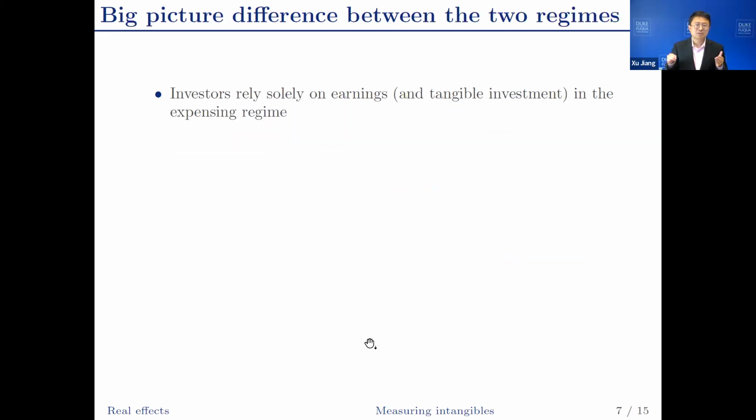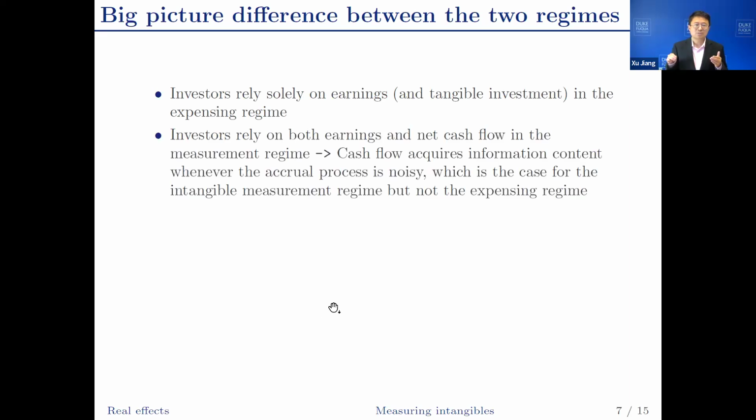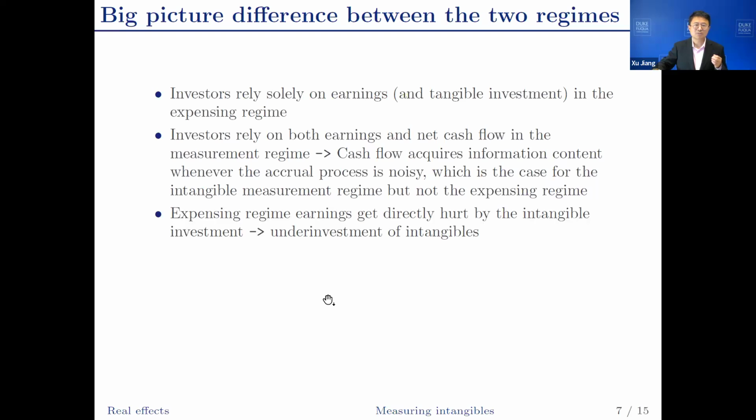Now, before we solve for the model, let's take a look at the big picture intuition. In the expensing regime, investors only rely on earnings and tangible investment. However, in the measurement regime, investors rely on earnings as well as cash flow. The reason is that the accrual process is noisy. You measure tangible and intangible investment with noise. Whenever the accrual process is noisy, cash flow is going to acquire information content. This is the case for the intangible measurement regime, but not the case for the expensing regime.